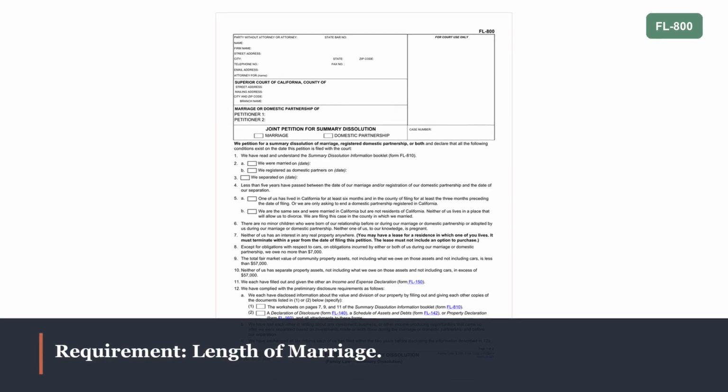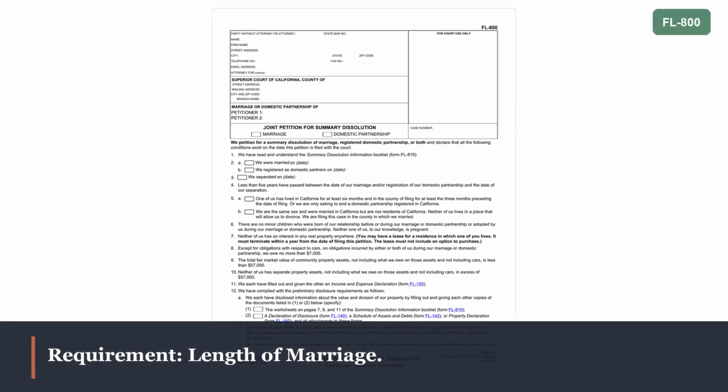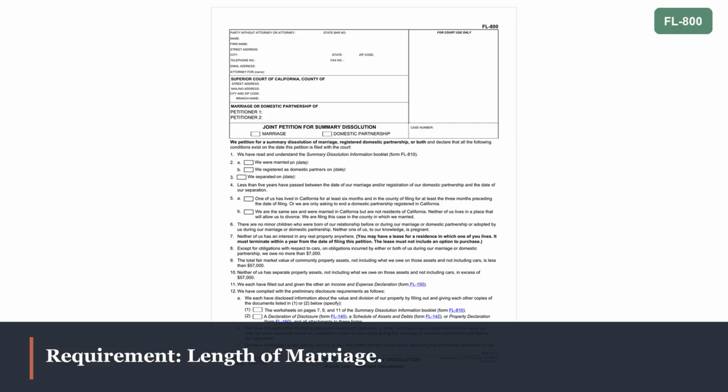Requirement: length of marriage. Generally, you and your spouse must have been married less than 5 years, measured from your date of marriage to your date of separation, not your filing date. This is one of the most commonly misjudged requirements, since people sometimes count from the date they file instead of the date they actually separated. If your marriage is close to the 5-year line, confirm your exact separation date before assuming you meet the requirements. A miscalculated date can mean your FL-800 is rejected after you have already prepared the paperwork.